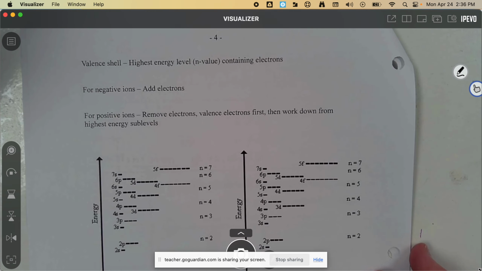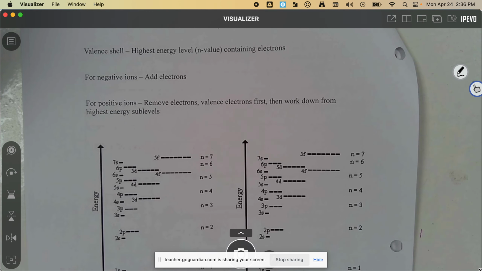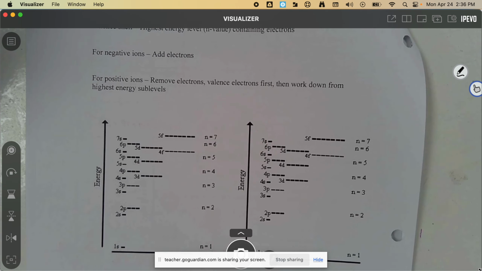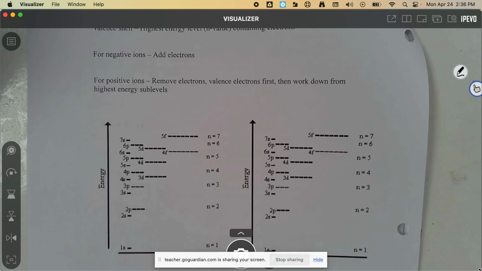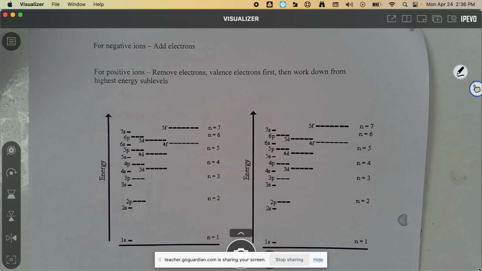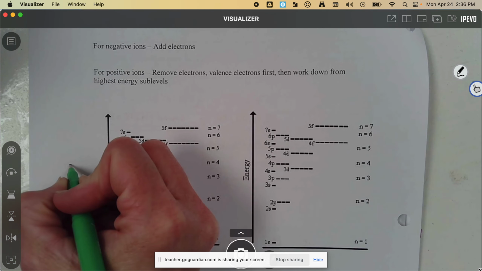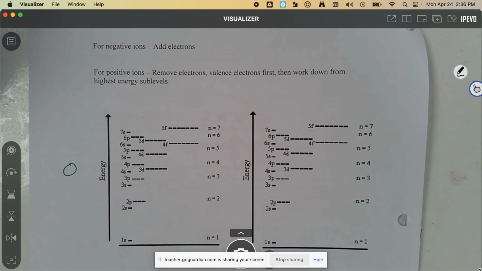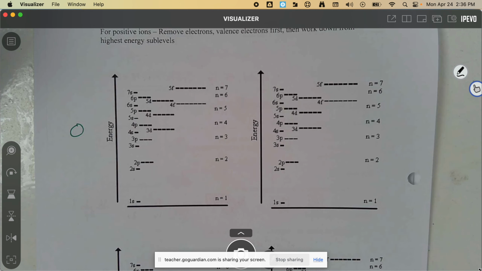You learned about valence shell, which is the highest energy level containing electrons. And you did a little bit with ions. Now, I do want to pause here and do a few energy level diagrams for some positive and negative ions. So let's fill in a couple of these energy level diagrams. Let's start by doing oxygen.